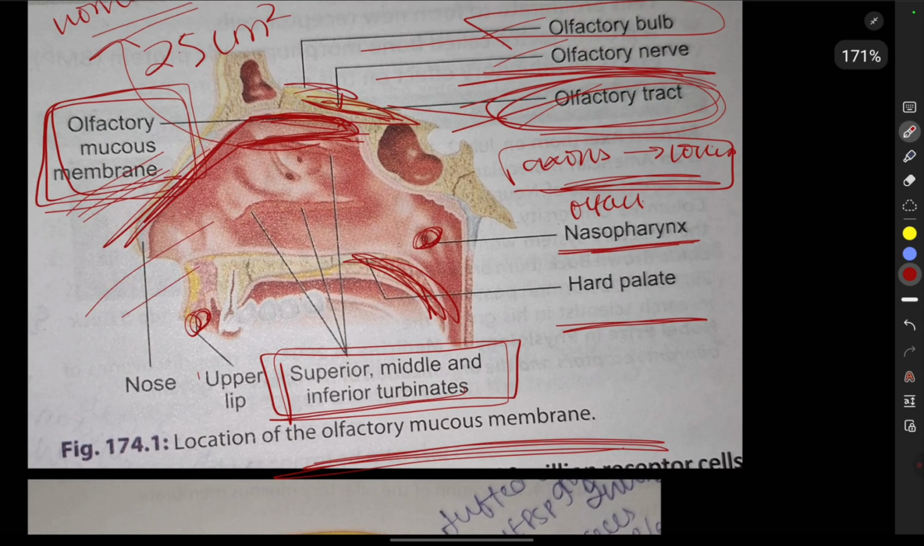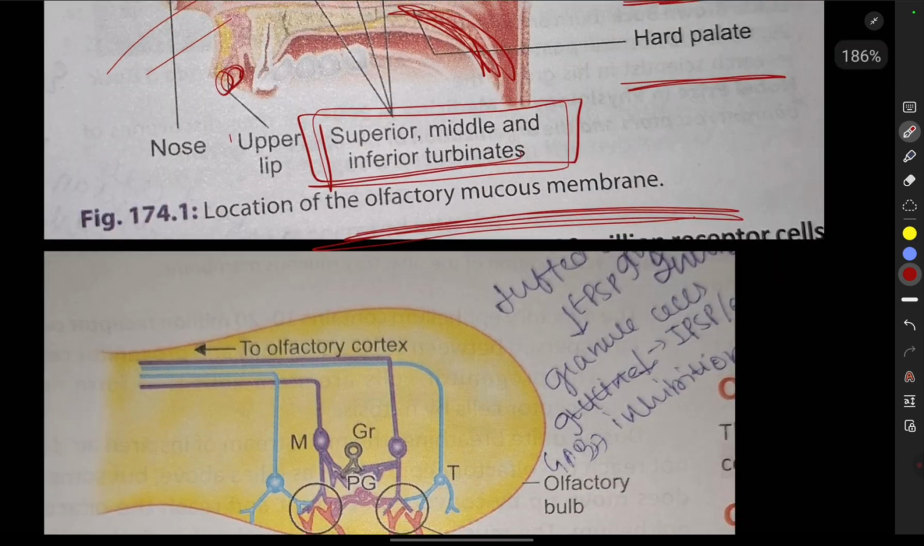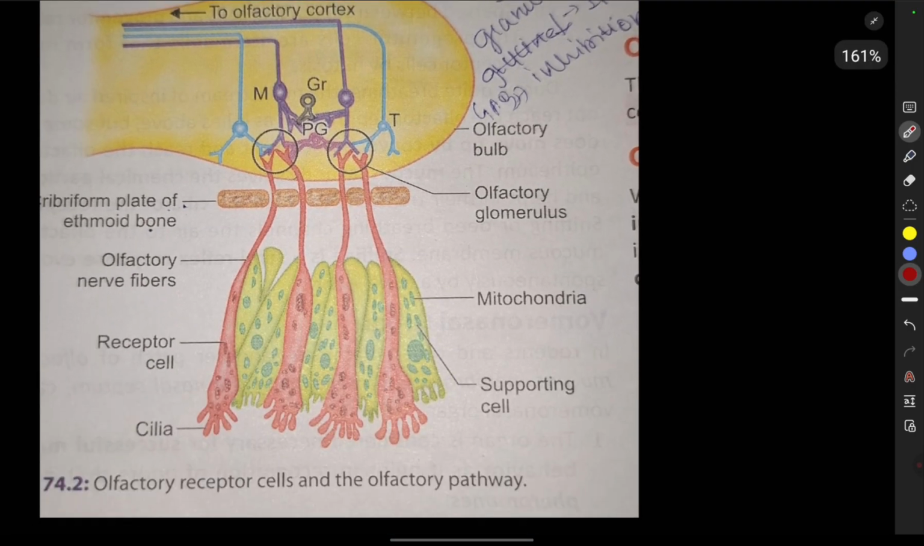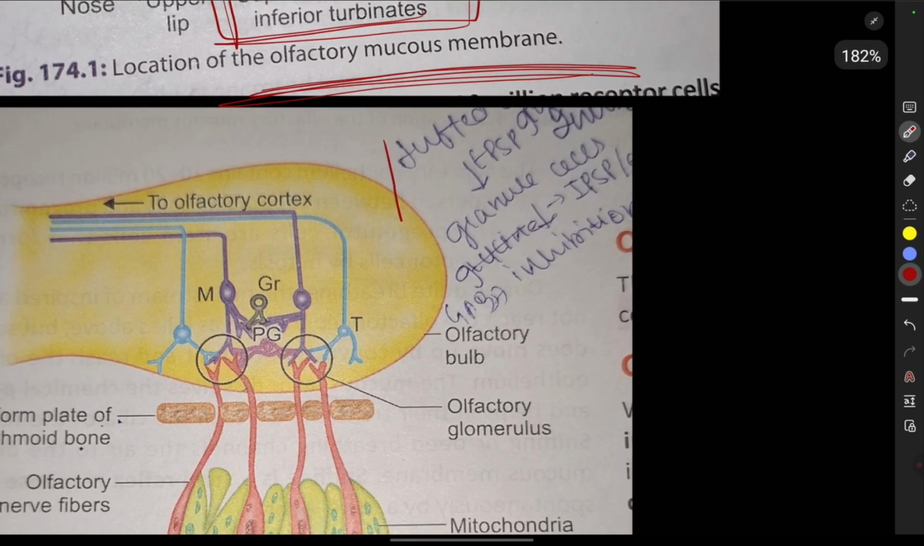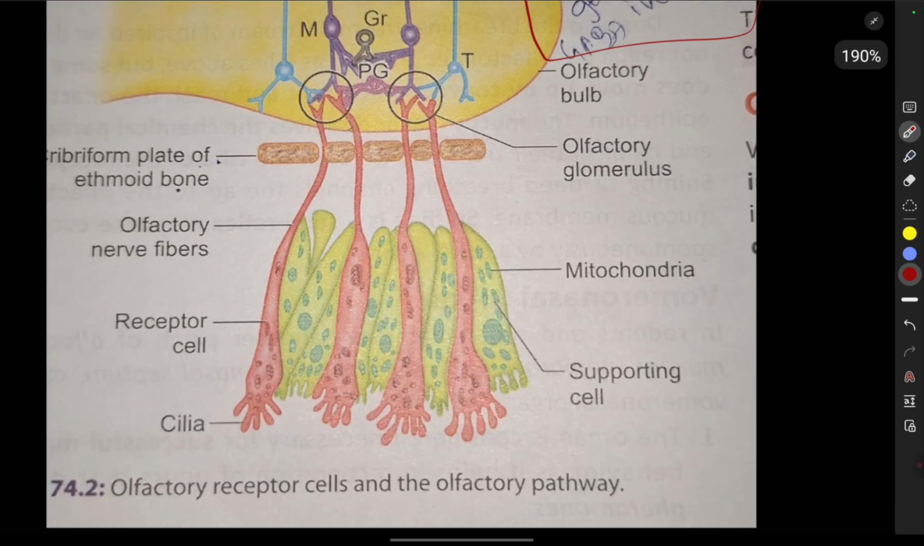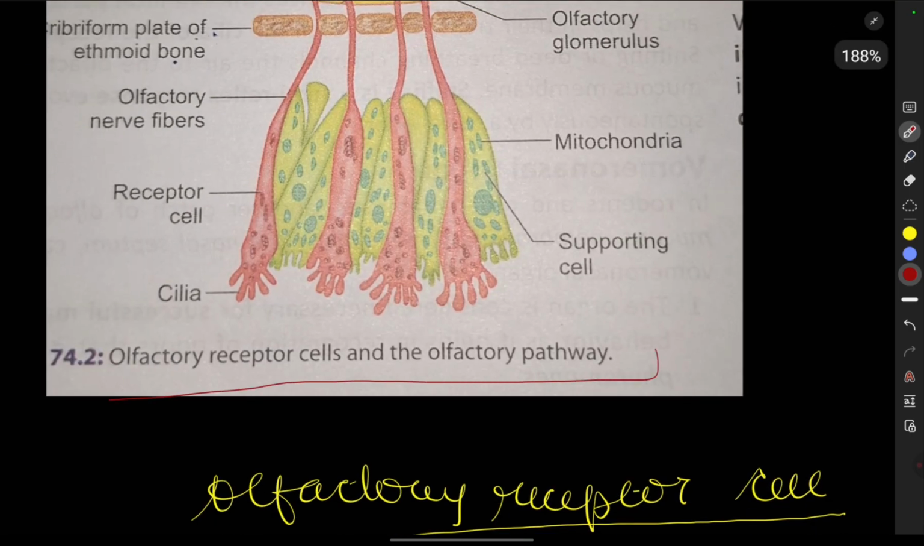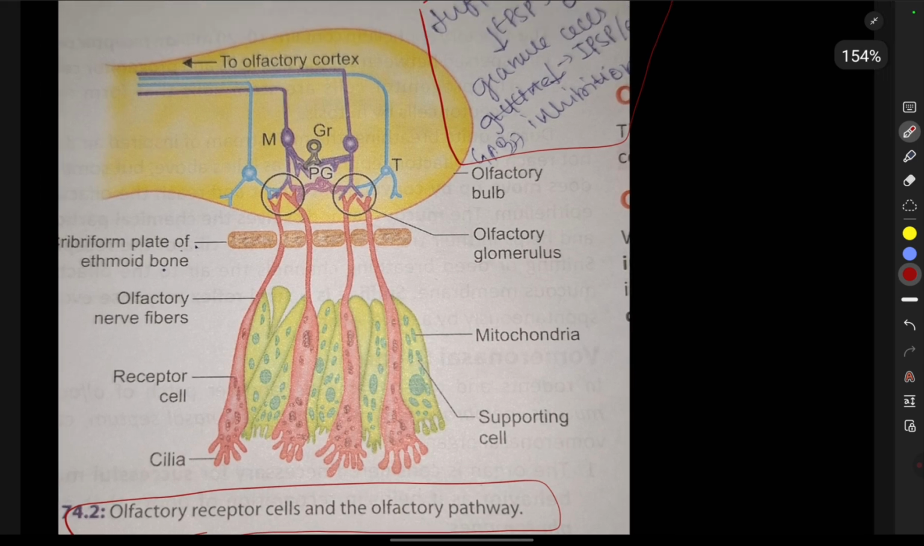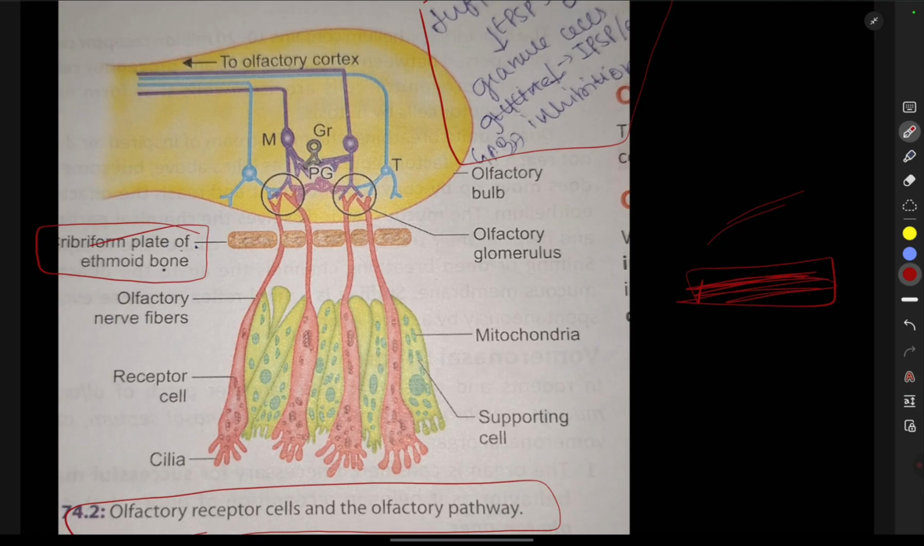So just draw this diagram in the exam when they ask you about the location of the olfactory mucous membrane. Now, this is my book, and this is my dirty handwriting that I've written in the corner. Okay, olfactory receptor cells and the olfactory pathway. So what is the pathway? One important thing that we have to know is the cribriform plate. We know the ethmoid bone is there, and near that we have the cribriform plate.